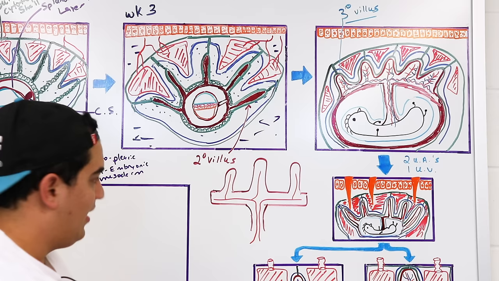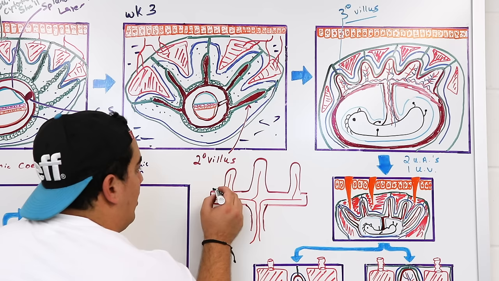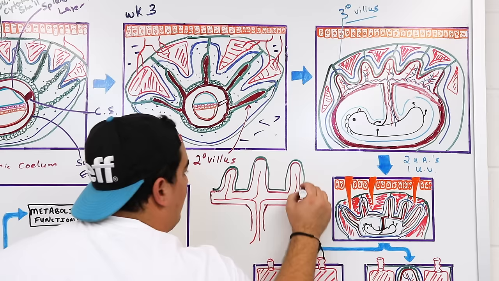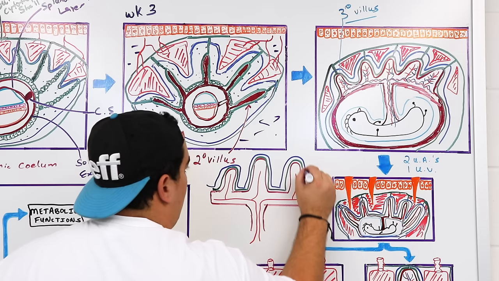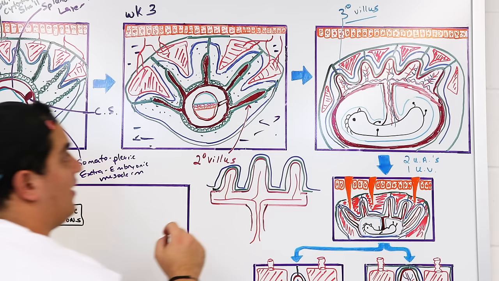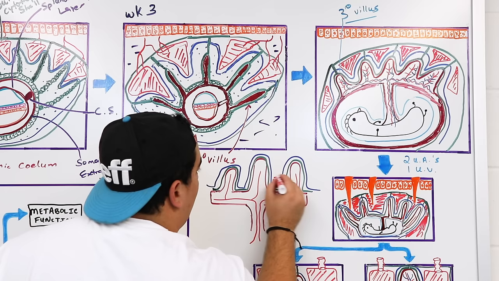What's surrounding, just to be consistent here, this extraembryonic mesoderm? Cytotrophoblastic cells. And then what's surrounding that? The syncytiotrophoblast. And then what's here in between this villus and this villus and this villus? Blood. What kind of blood? Maternal blood, which is in these intervillous spaces. Now here's where it should all come together, guys.